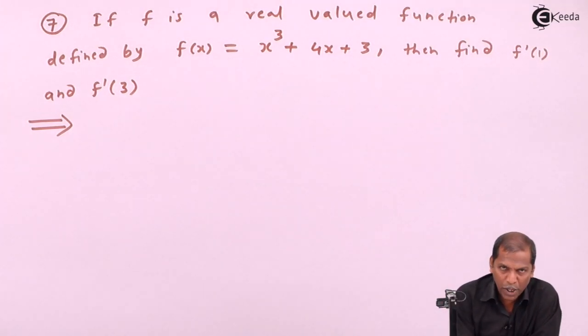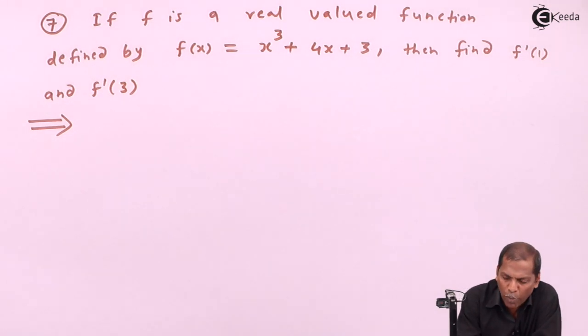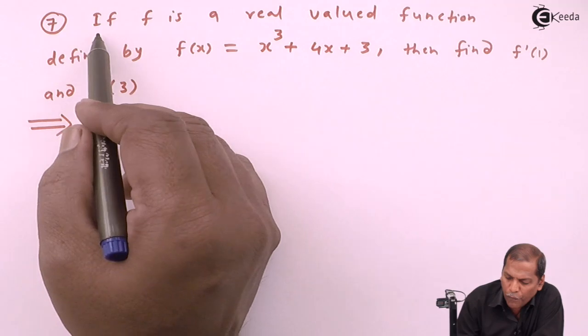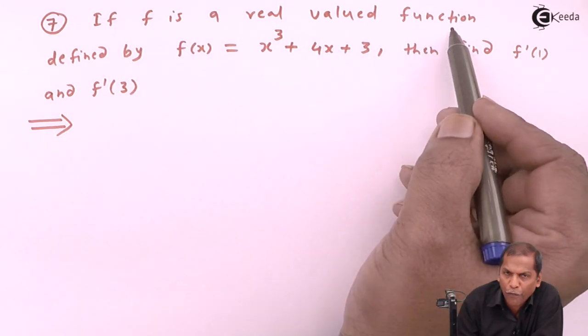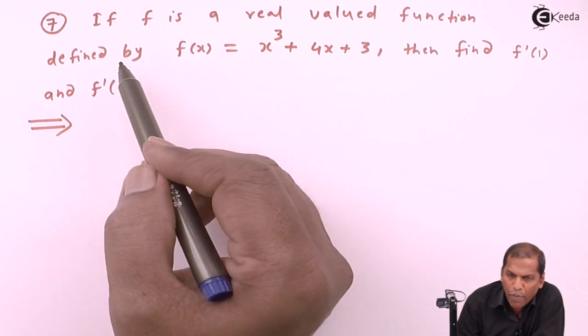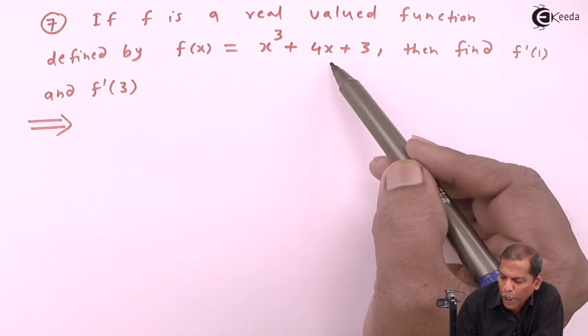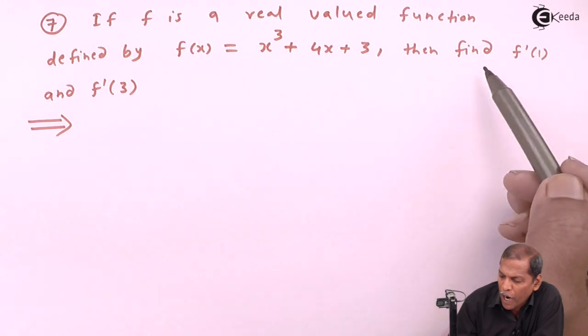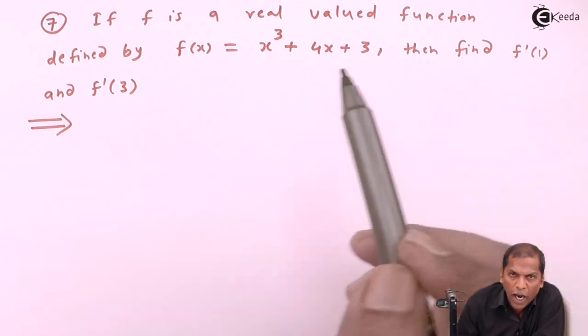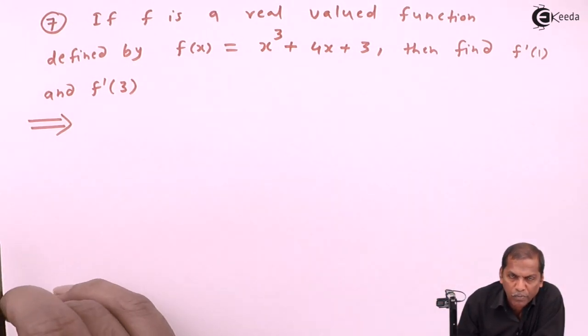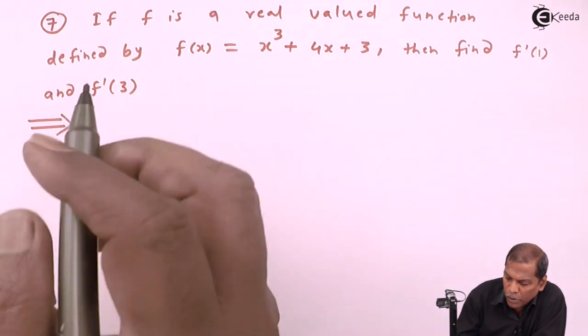Hello friends, now we see the problem number 7, which is based on first principle of derivative of chapter differentiation. The problem number 7 is: if f is a real valued function defined by f of x is equal to x cube plus 4x plus 3, then find f dash 1 and f dash 3. Now let's see the solution.